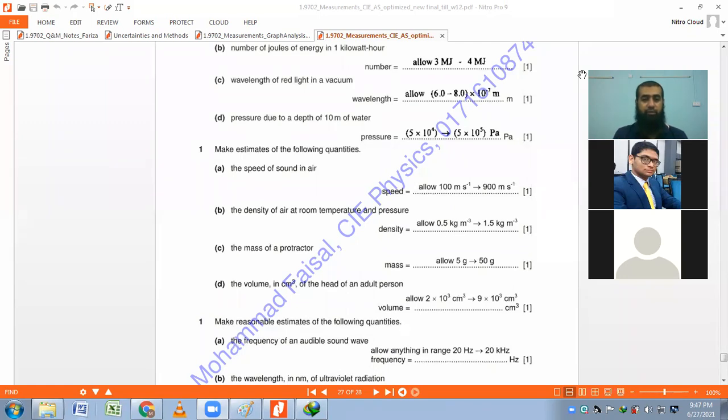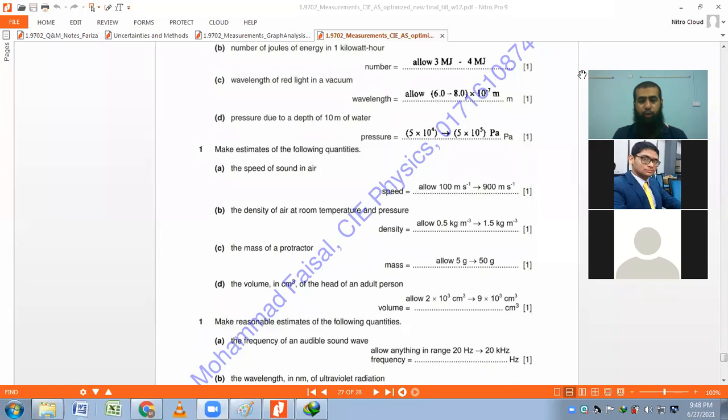Cube that. Do 4 by 3 pi r cubed. So cube into 4 by 3 into pi. What did you ask to do after cubing that? 4 by 3 into pi. I'm calculating the volume. Sir, 2.7 into 10 to the power 3. So I'm going to write that.